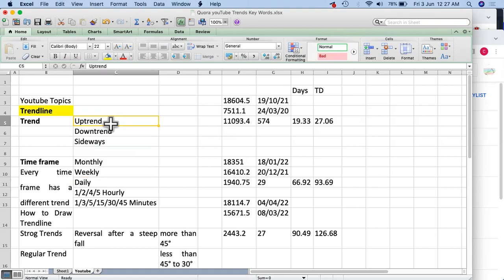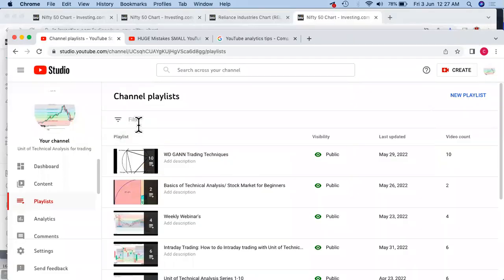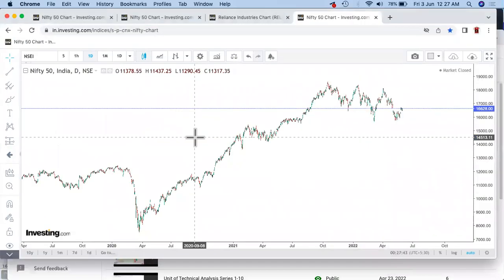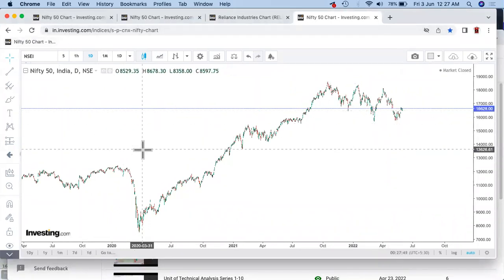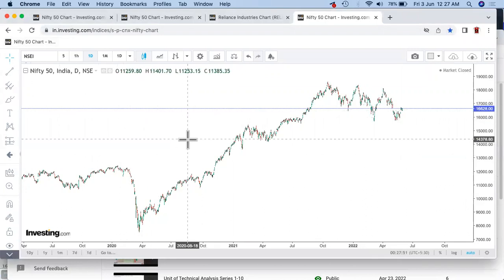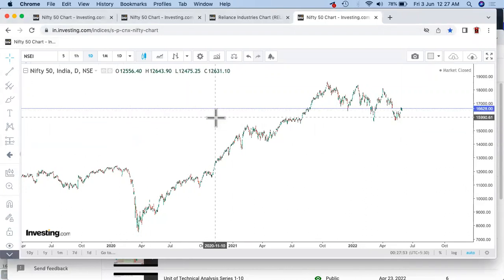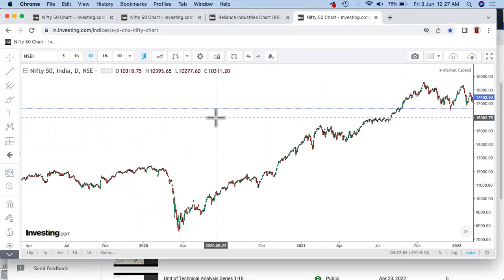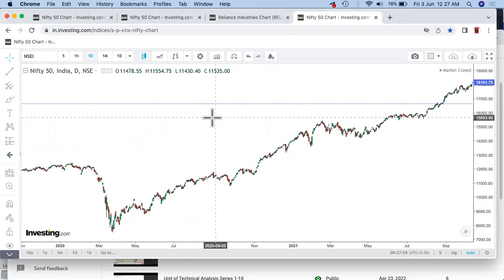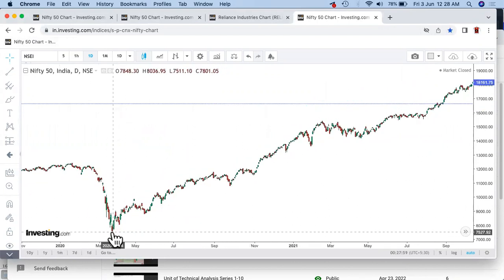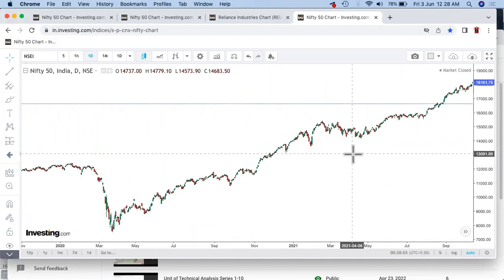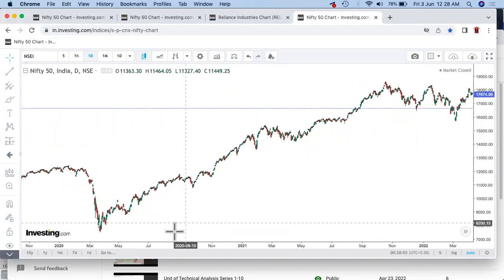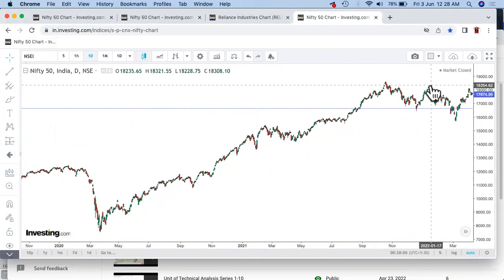Now, what do you mean by trend? Let's go to Nifty. This is basically investing.com, and on that you will be able to find charts of Nifty. Now, we are talking about trend. What do you mean by a trend? Let's say, for example, we find that in this chart the price has been continuously moving up. So this is called an uptrend.